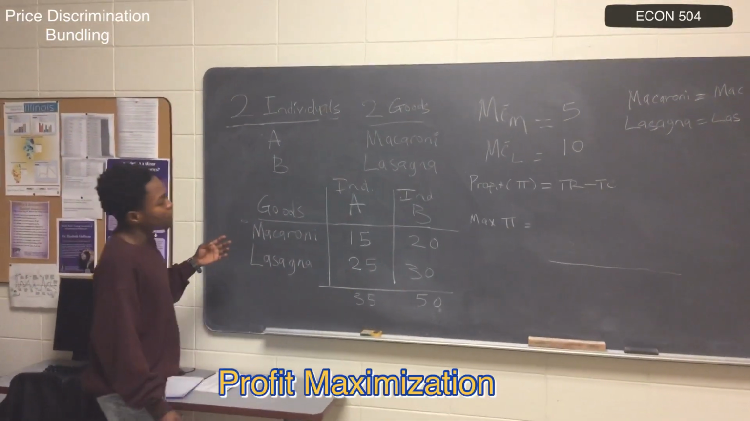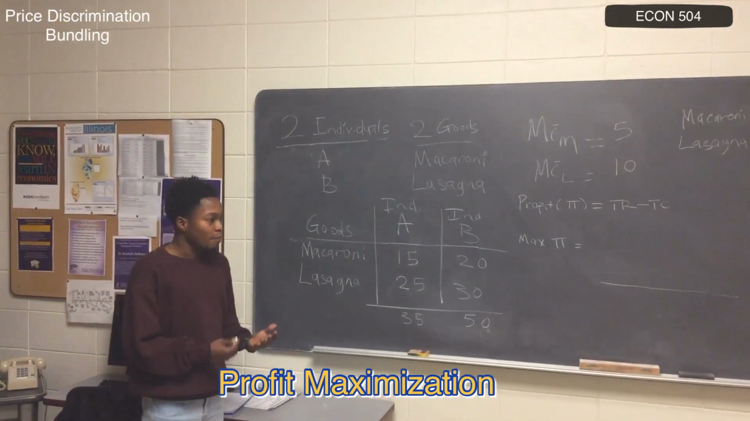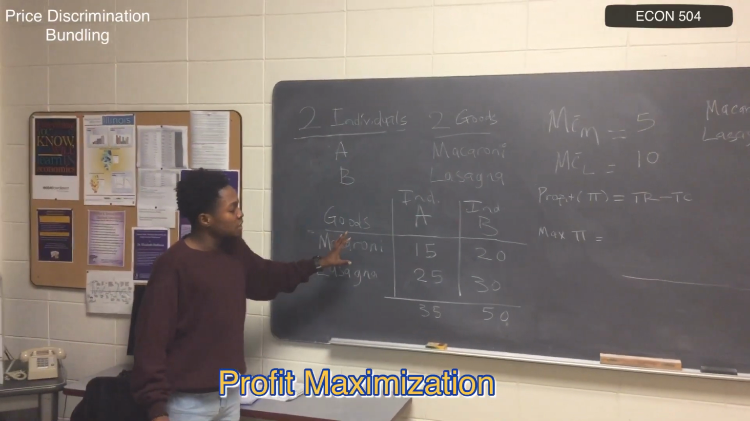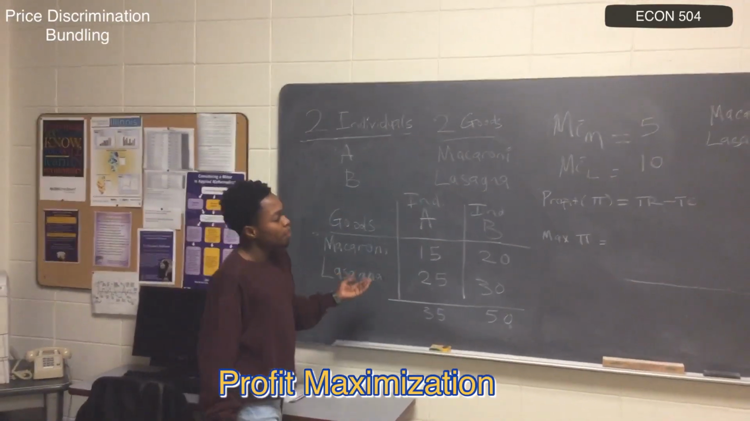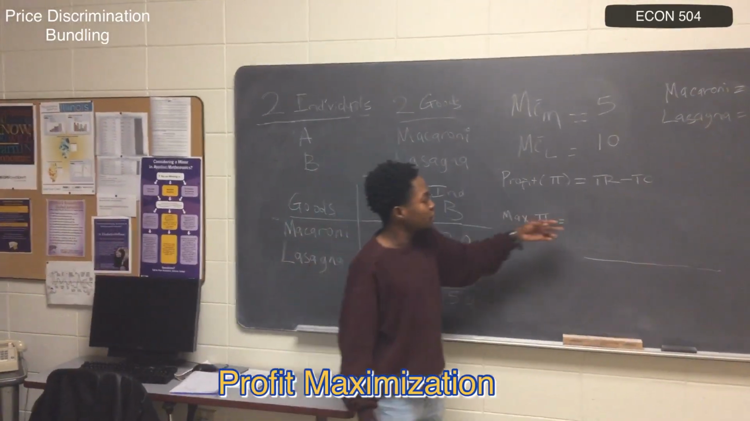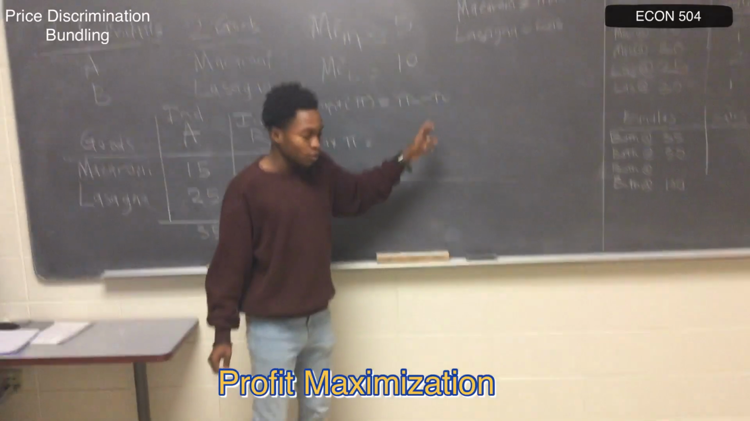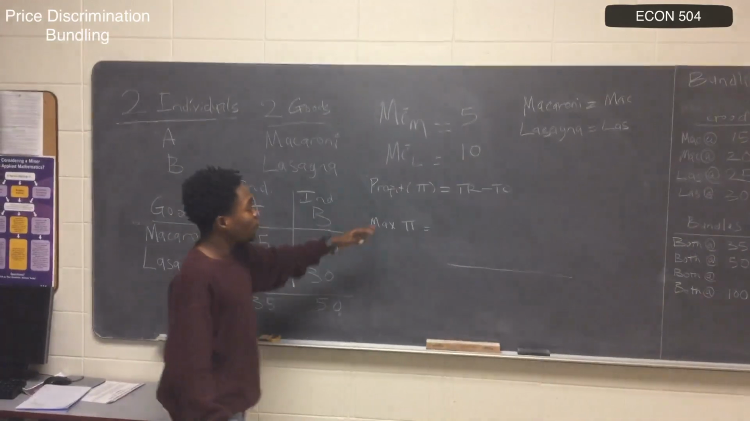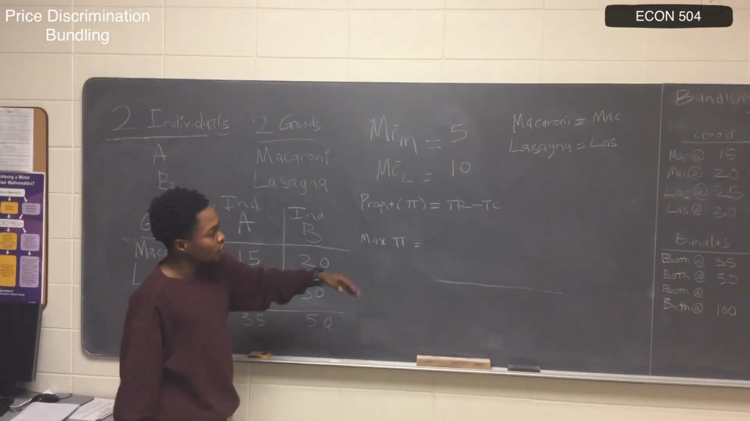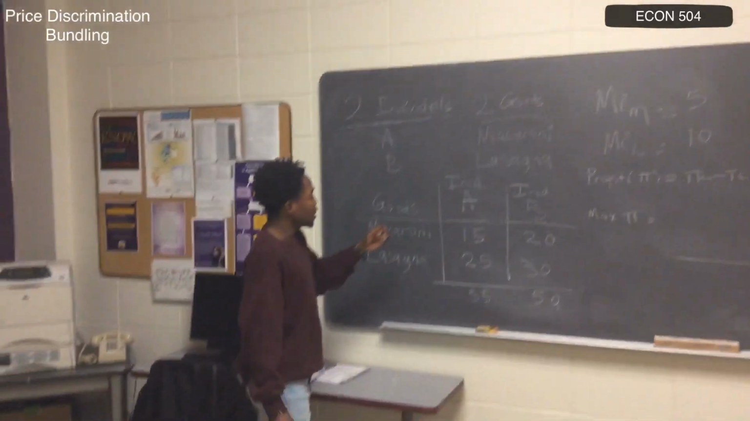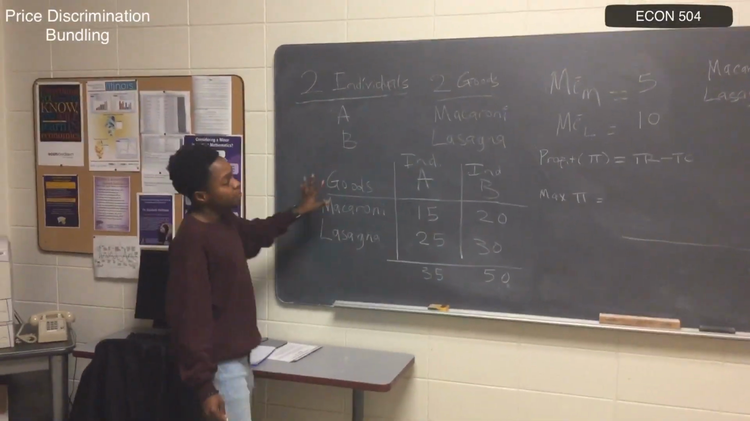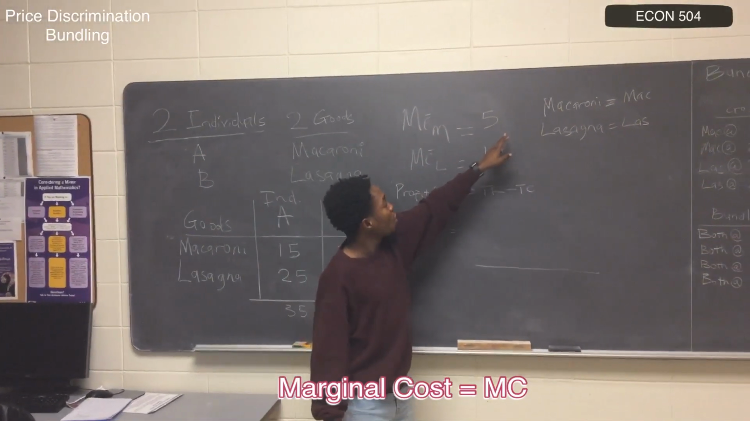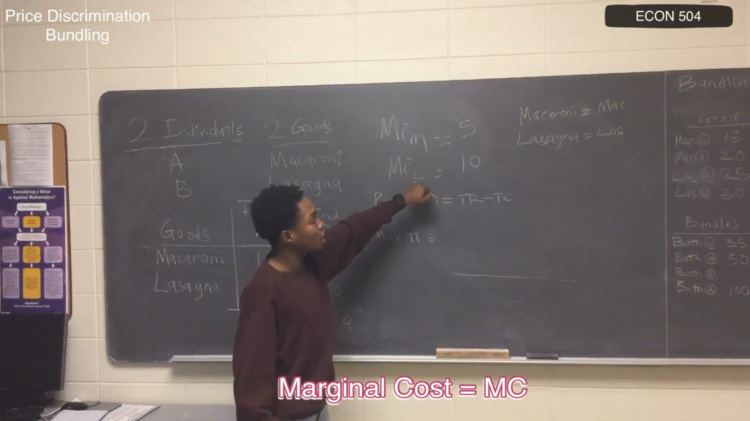So, under price discrimination, we're going to look at profit maximization. And profit maximization is just trying to find the maximum profit of selling both goods to both individuals. So, to find maximum profit, we have to take total revenue minus the total cost. And with all of this laid out, we would find profit maximization towards the end of the video. So, in this two good world, to produce the first good, which is mac or macaroni, the fixed marginal cost to produce the first good is 5, while the fixed marginal cost to produce the second good is 10.